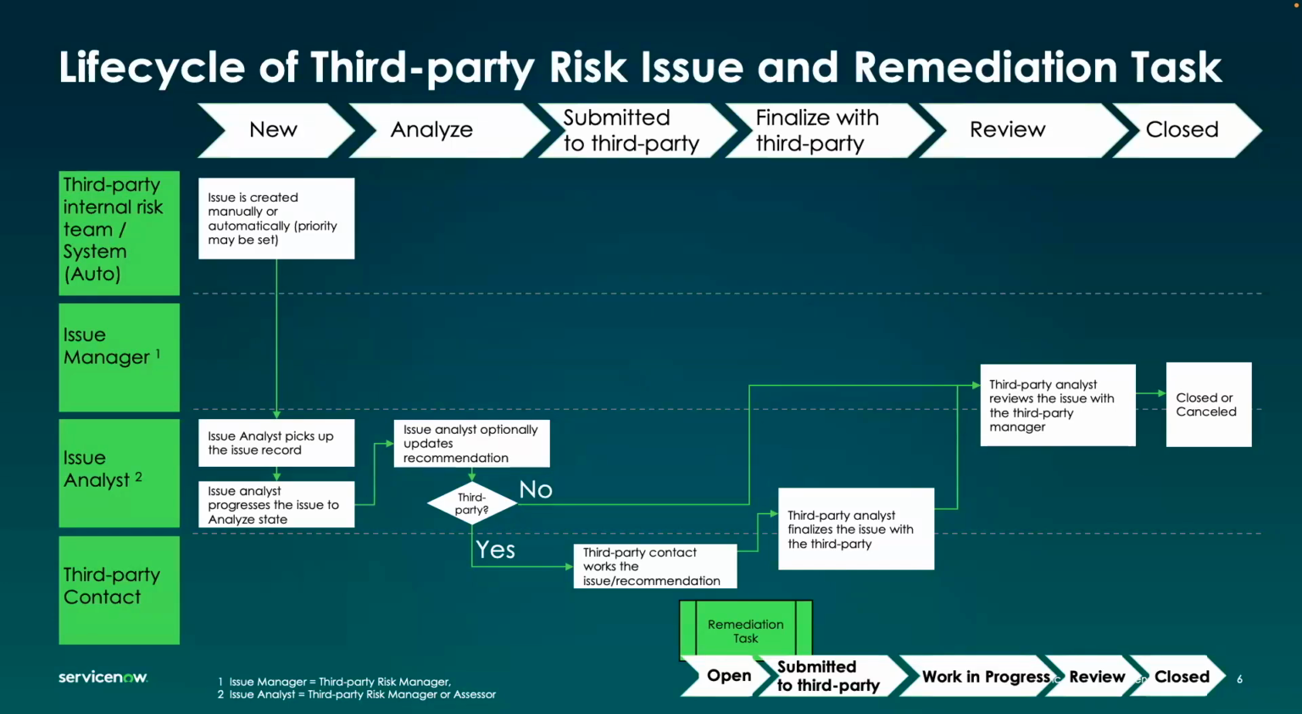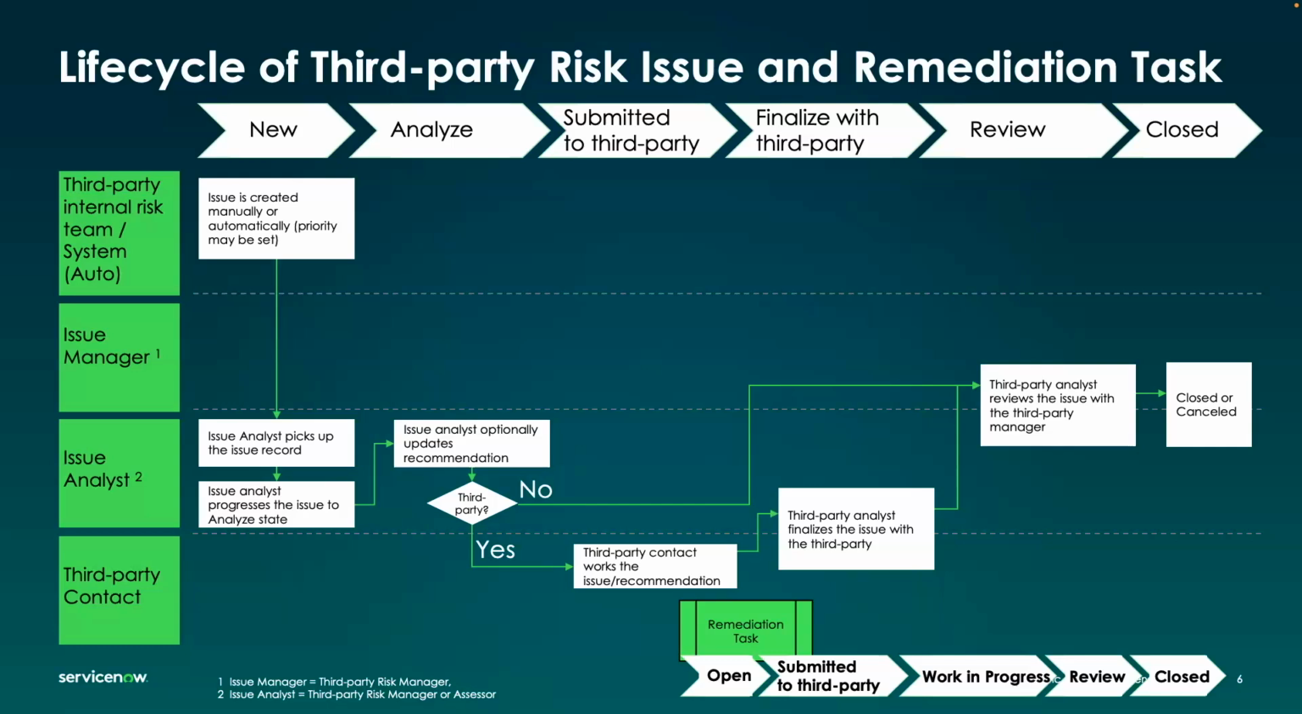All right. So now that we have looked at where third party issues originate and how they are typically logged, the next question is what happens after an issue is created? That's where structure really matters. Without a clearly defined lifecycle, issues can get lost in email threads, delayed across teams, or worse, never resolved. In this next section, we'll walk through the end-to-end lifecycle of a third-party risk issue and its associated remediation tasks.